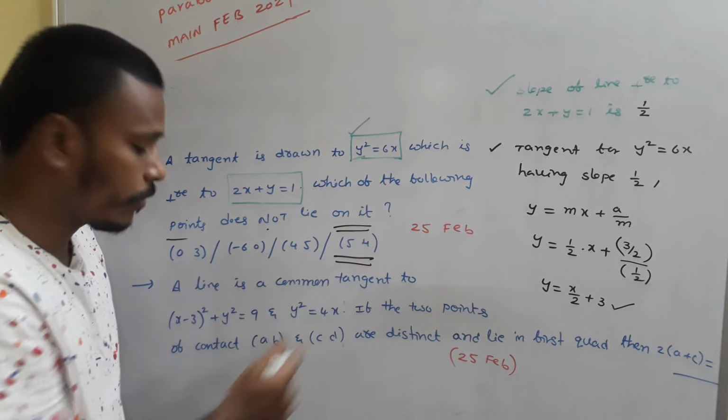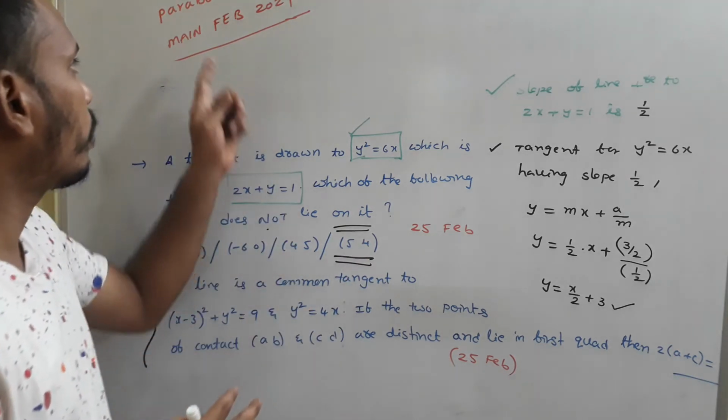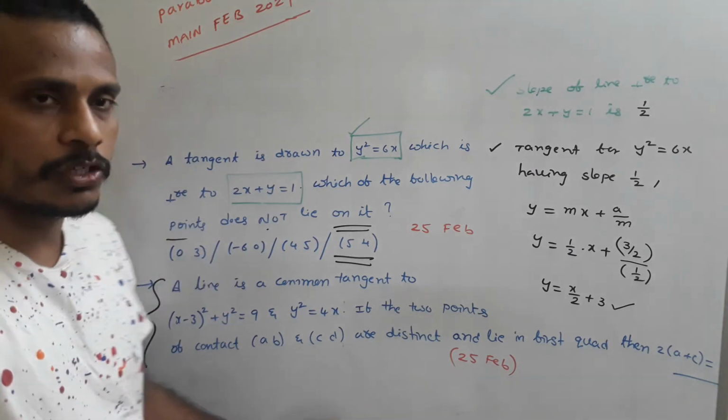That was the second bit. Now is the turn of the third bit. There are only 4 questions in February 2021 and this is almost the last question.